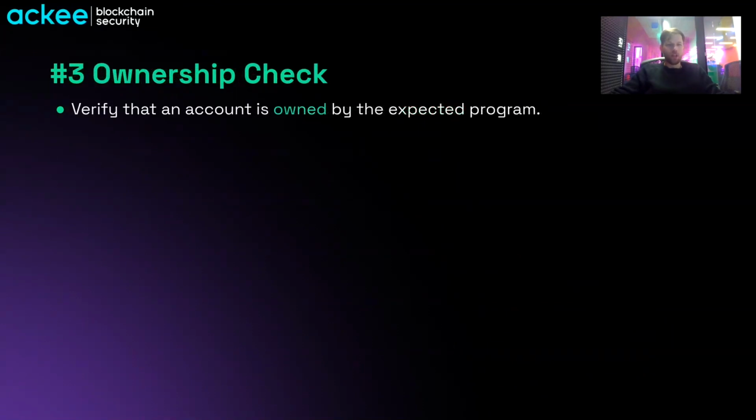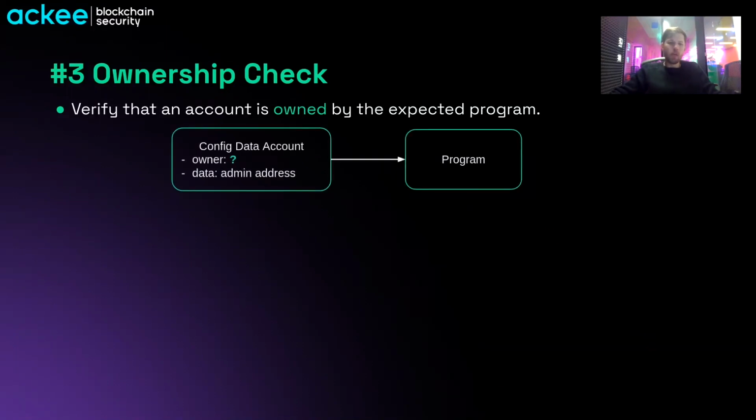Then we have the owner check, or the ownership check. It is a little bit similar. You have to check that an account that you supplied to your program is owned by the expected program. Here is a scheme. So you have your program here that receives as input some configuration data account, for example.